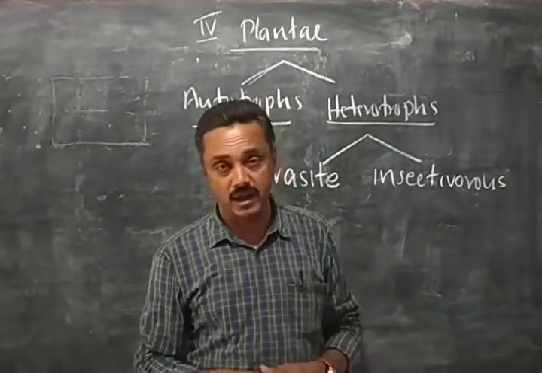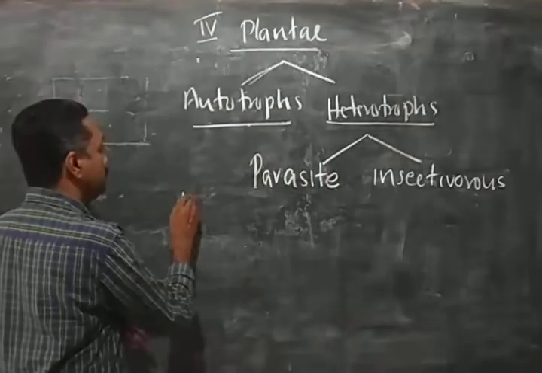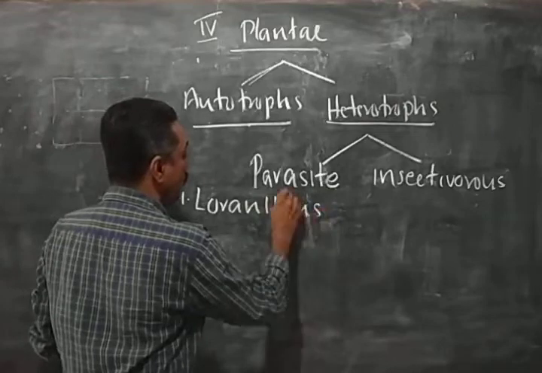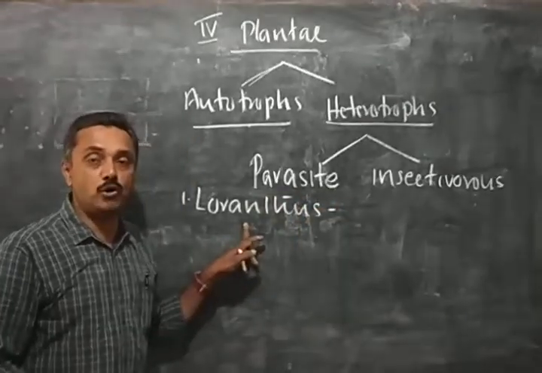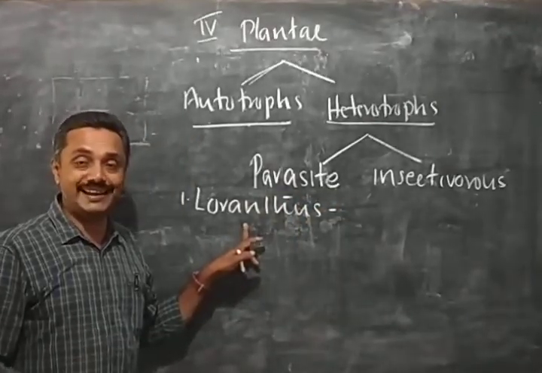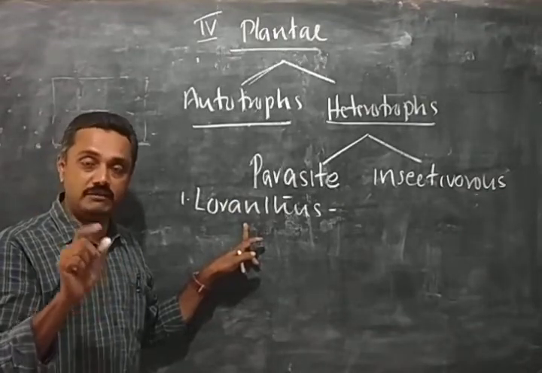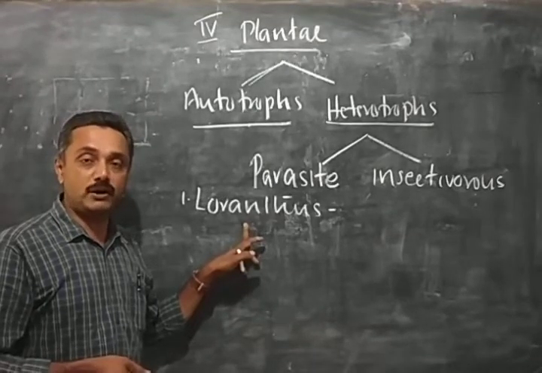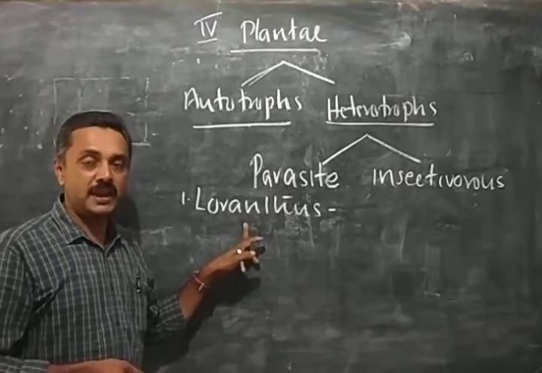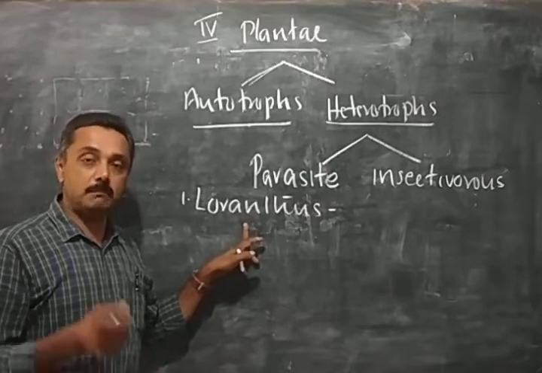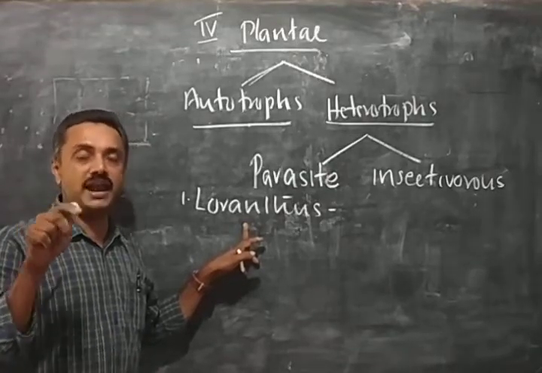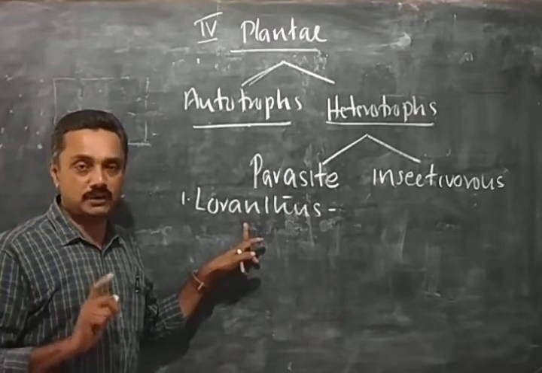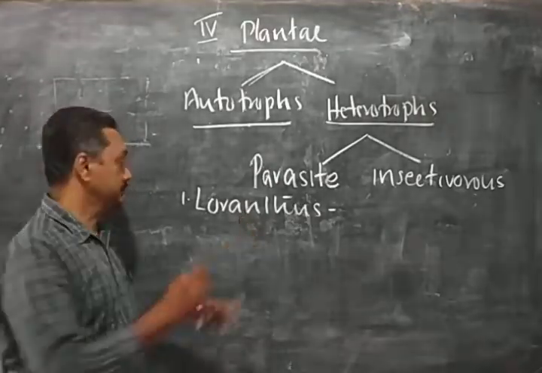Many examples are there. The most common example is one called Loranthus. So this Loranthus is a plant growing on a mango tree. On some mango trees you can see plants with thick leaves. I will give the photographs later on. That plant is called Loranthus, and it absorbs water and nutrients from the mango tree. It is a green plant with green leaves, growing attached to the mango tree, and finally it will kill the branch of the mango tree. That plant is called Loranthus.